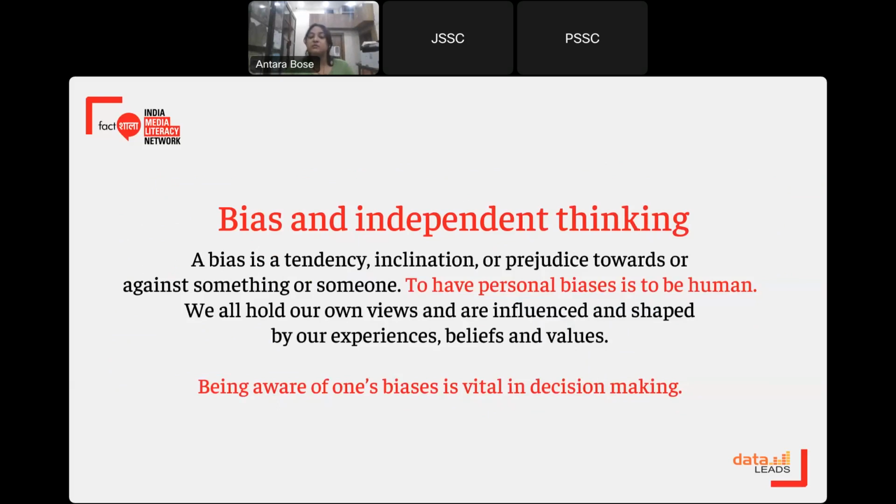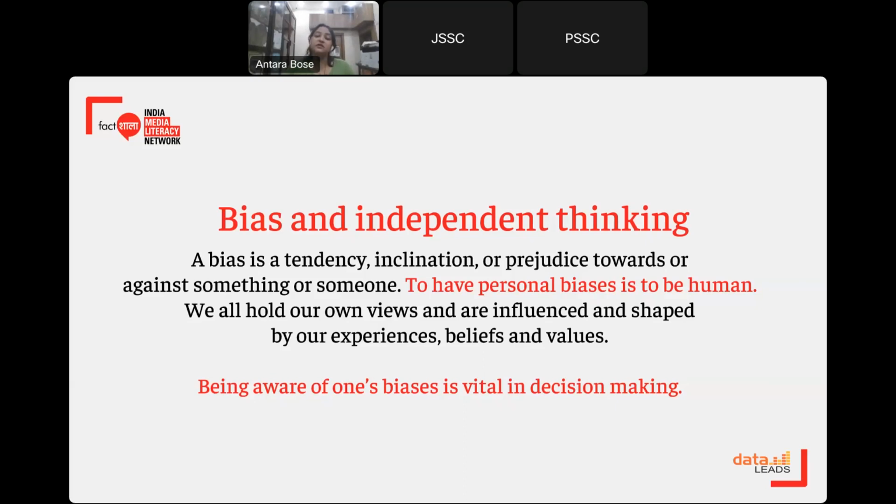To have personal biases is okay. It is human. We all hold our views, influenced and shaped by our experiences, beliefs, and values. But it can also stop you from deciding the right thing. But you have to be aware of your biases. If you go to Wikipedia also, which is not the correct source of information, you will find there are 75 kinds of human biases. So you know where we are.